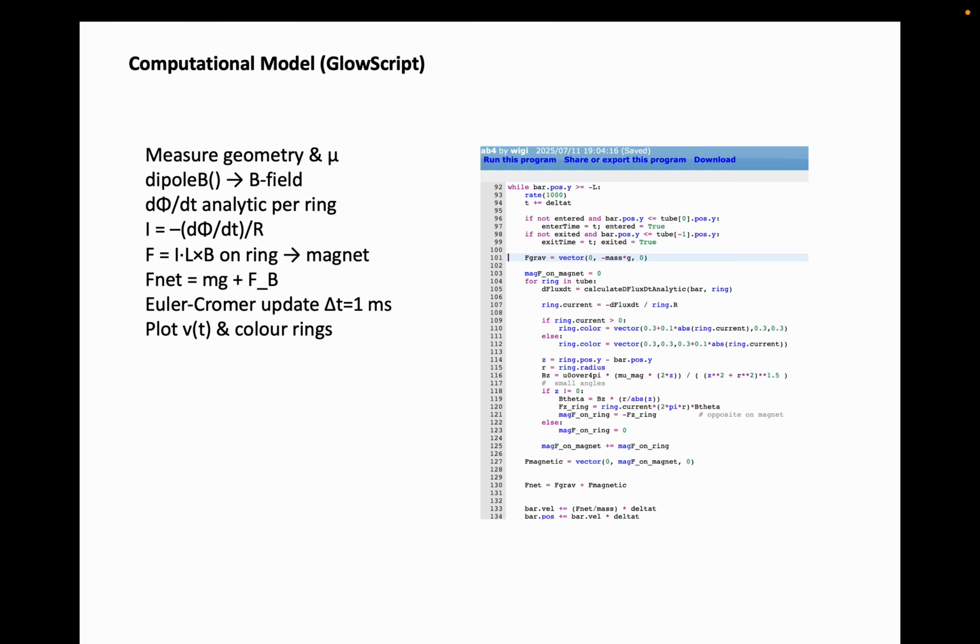But there were some assumptions. One was that the rings don't touch each other. The other one was that the magnet equals a point dipole, and the other one was that aluminum resistivity is uniform.